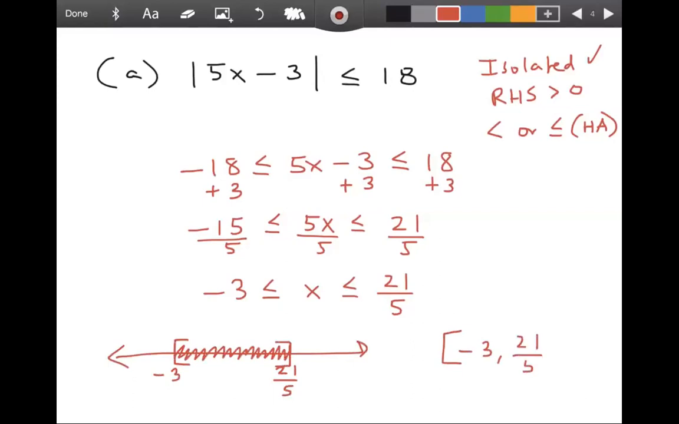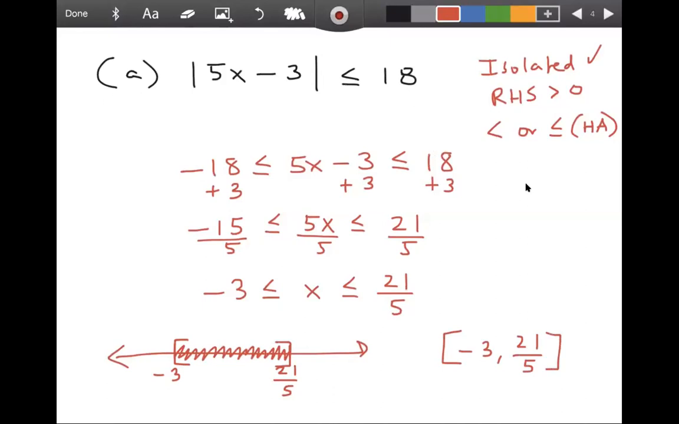The solution set for a house arrest type problem is always a bounded interval. It has a real number as its left endpoint and a real number as its right endpoint. You won't see any infinity symbols with these.